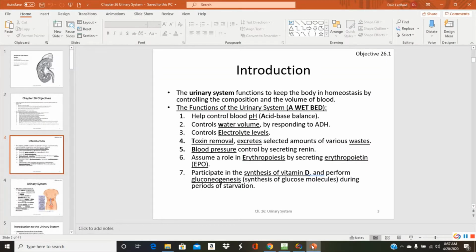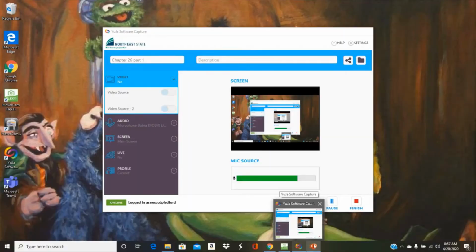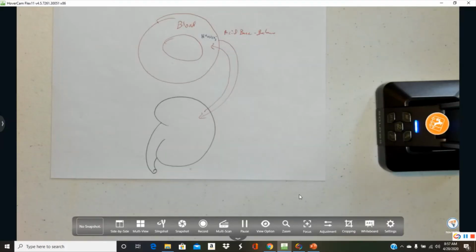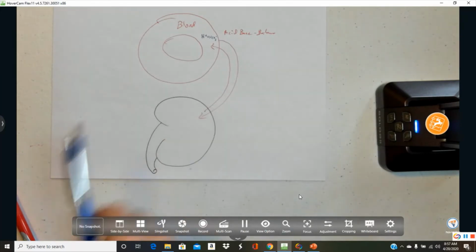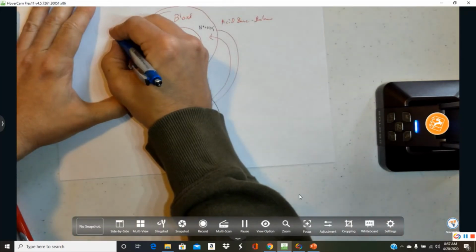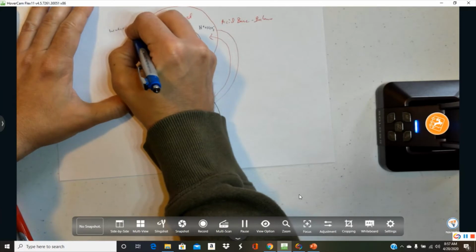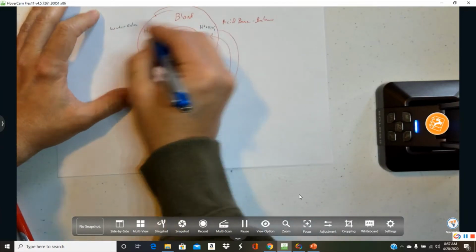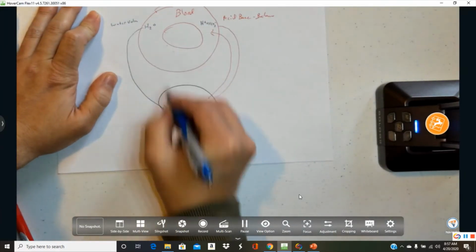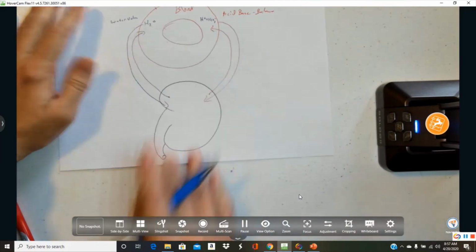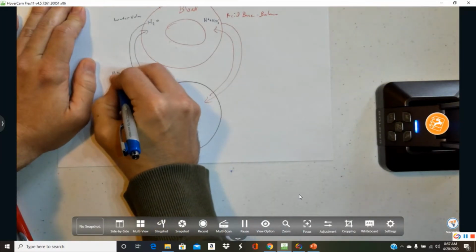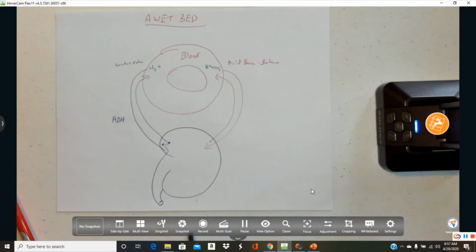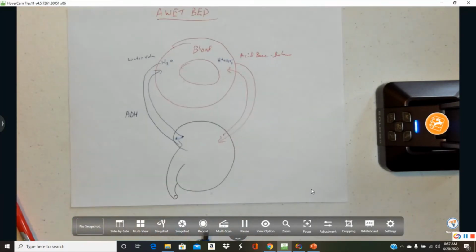The other thing is going to be control water volume. So now we've got a wet bed. What is the W? It is water volume. So if we've got water volume, we have H2O in the blood, which can be removed or even put back in under the control of ADH, antidiuretic hormone. Remember, it retains water. That's one of the things we can do there.